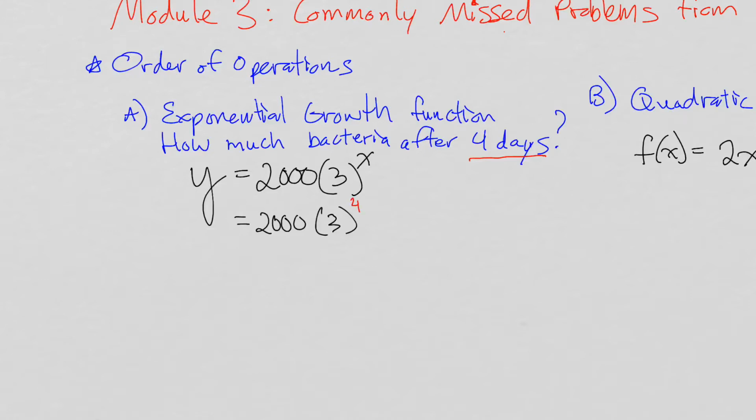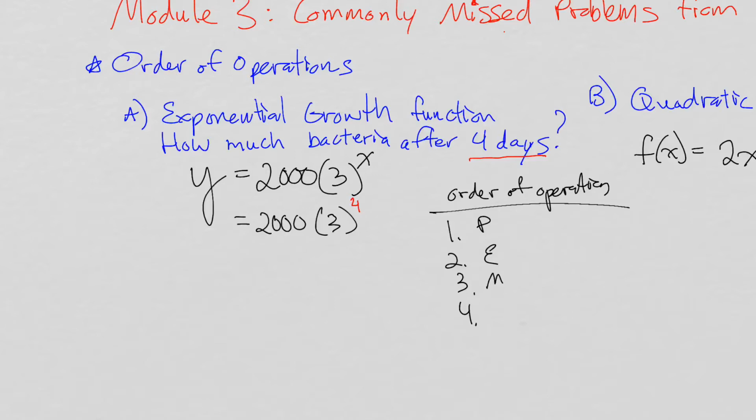Okay, and so order of operations, there's 4 orders. You have parentheses, exponents, multiplication and division, and then addition and subtraction. Some people want to multiply 2000 times 3 and then raise it to the 4th power. However, you want to do exponents before you do multiplication.